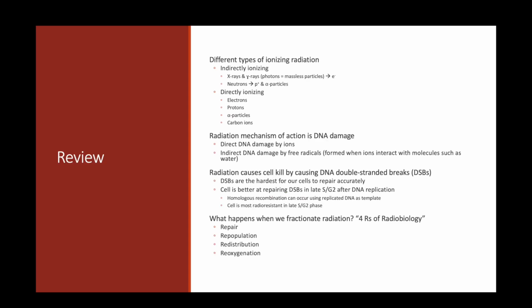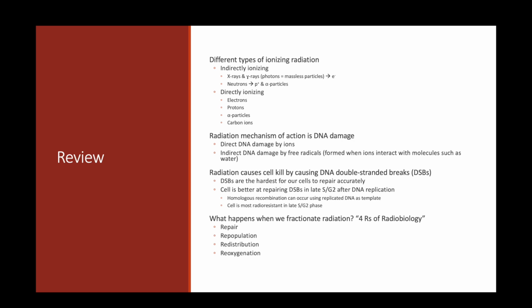Before we jump into defining these terms, I do want to review some basic concepts in radiation biology. First, we know that there are different types of ionizing radiation, right? There's indirectly ionizing versus directly ionizing radiation. Indirectly ionizing radiation are uncharged particles. So these can be your photons on the electromagnetic spectrum, such as X-rays and gamma rays. These are massless particles that result in the release of electrons when they interact with our atoms.